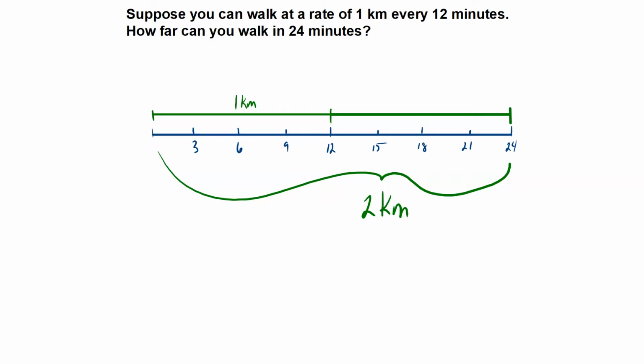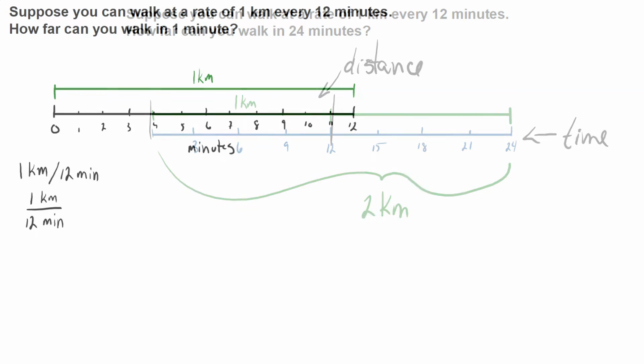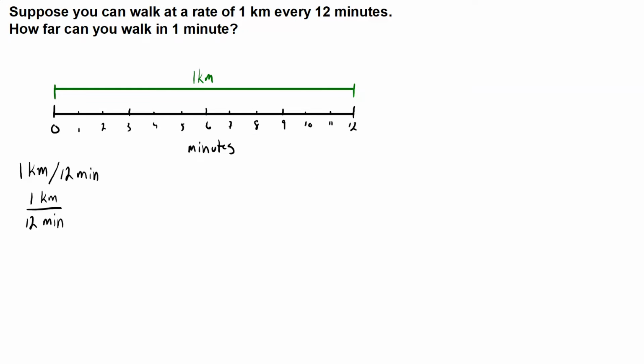This is a very useful tool when you're trying to work with rates: having 2 number lines superimposed together. Here we had a distance number line, and on the bottom we had the time number line. By putting them together and matching them up, it helps us to interpret more. Let's look at another related example. Now suppose you can walk at a rate of 1 kilometer every 12 minutes, just like before. Now they want to know, though, how far do you walk in just 1 minute?